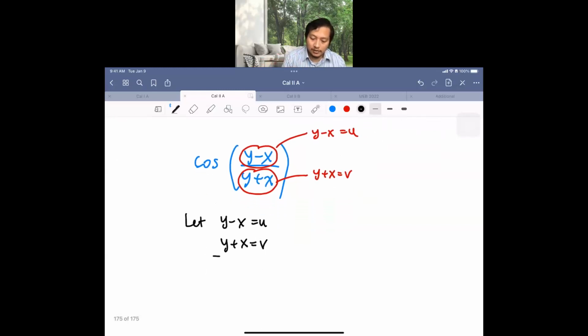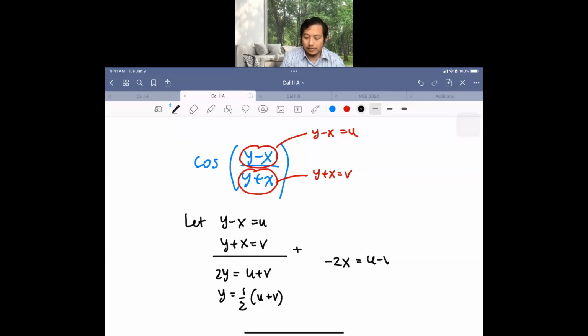We could take the plus first, so 2y equals u plus v, or y is half of (u plus v). And then take the minus, so 2x equals v minus u, or x is half of (v minus u). All right.